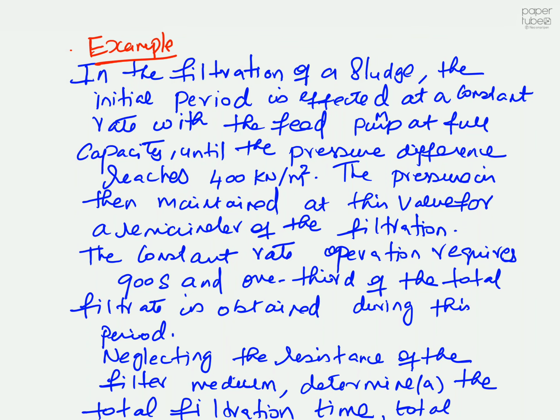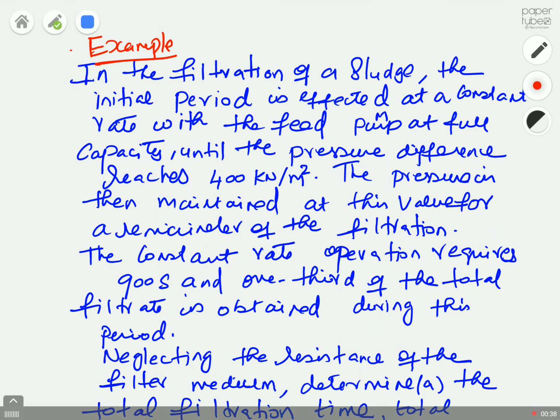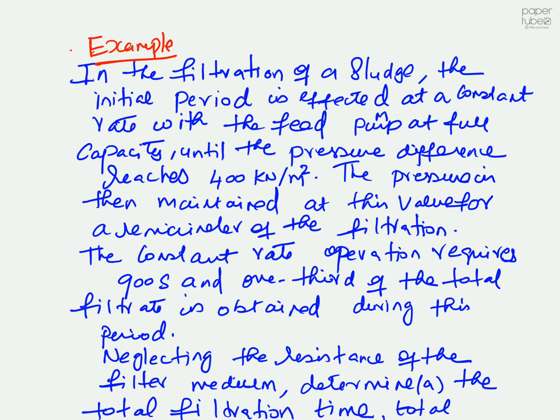So I'm going to read the problem first. In the filtration of a sludge, the initial period is effected at a constant rate with the feed pump at full capacity, until the pressure difference reaches 400 kilonewtons per meter square, and the pressure is then maintained at this value for the remainder of the filtration. The constant rate operation requires 900 seconds, and 1/3 of the total filtrate is obtained during this period. First I will read and then I will explain one by one.